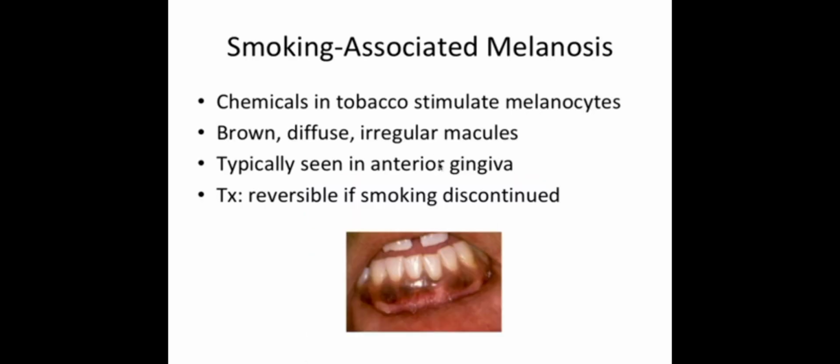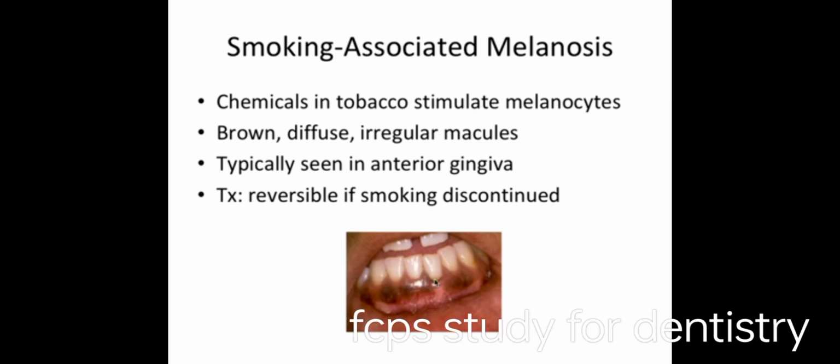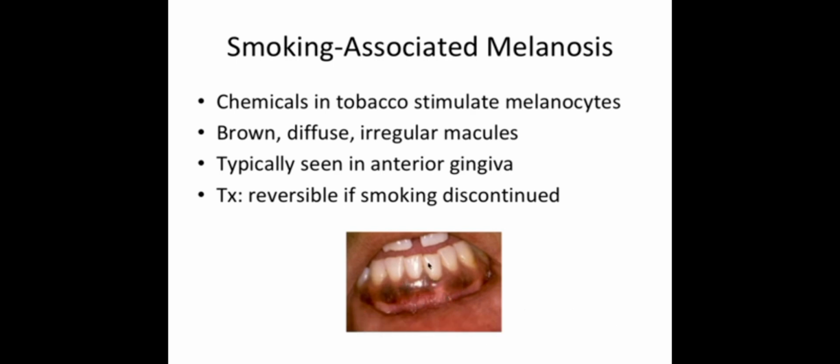Next, we have smoking-associated melanosis, and this is because chemicals in tobacco stimulate the melanocytes to deposit melanin in the mucosa, making them appear darker. These are brown, diffuse, irregular macules, typically seen in anterior gingiva. This could be reversible if smoking is discontinued. It can also be related to smokeless tobacco, which is frequently deposited in this area of the mouth.